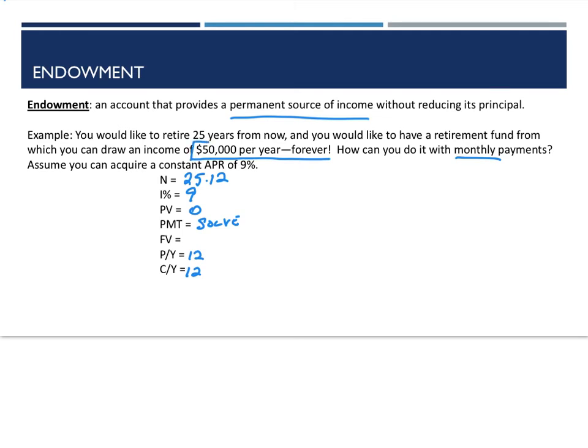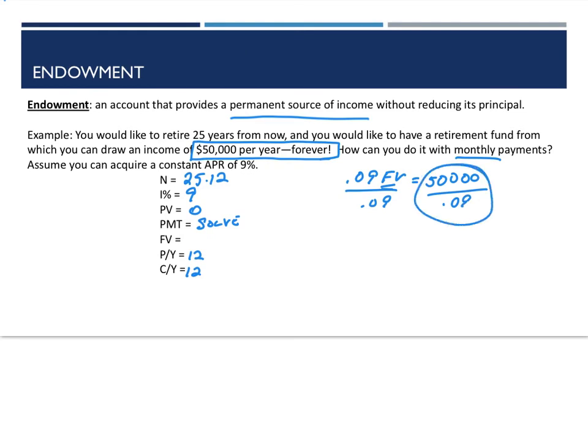The future value, we don't want $50,000. We want our interest to be $50,000 every year. So, if we're getting 9% interest, 9% of whatever we put in for our future value needs to equal $50,000. So for us to figure out what future value we need to have, we would divide by the 0.09. This is what my future value would need to be.